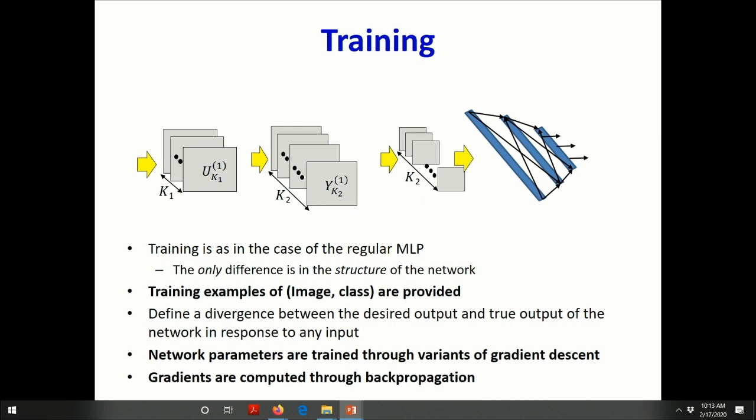Training is just like in a standard MLP. But remember, it looks very complex. But if you go back to the last class, what are we actually doing? It's just one giant MLP, right? You're just reordering the computation. You have shared parameters, but it's just one giant MLP. So that means the training is going to be exactly what you would do for an MLP. The only difference is in the structure of the network. You'd be given training examples, images and the class. So if you were doing digit recognition, you'd be given images of digits and the digit they represent.